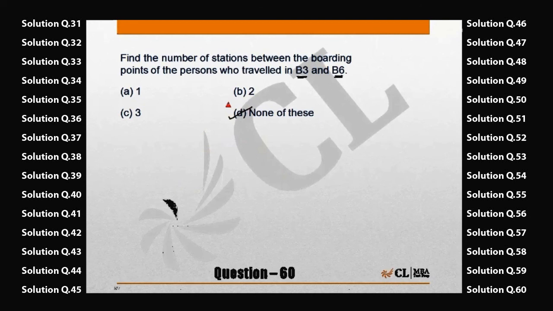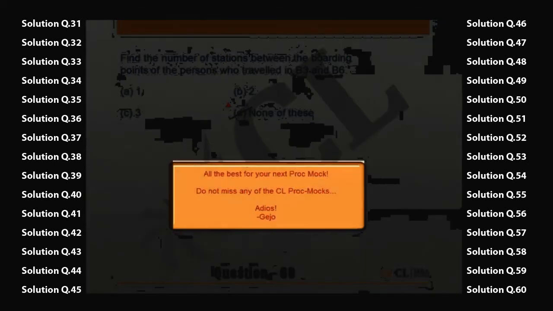So if you make a good table, list down all the cases and do it systematically, you'll be able to handle these logical reasoning questions. That concludes analysis. Thank you.